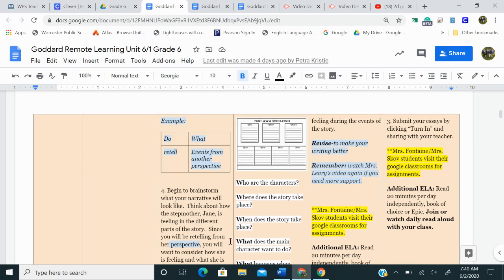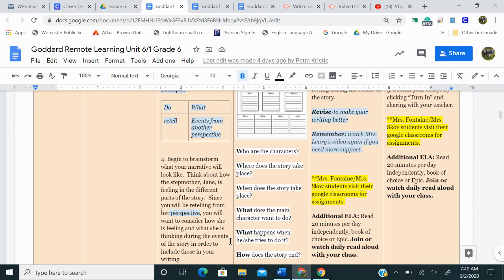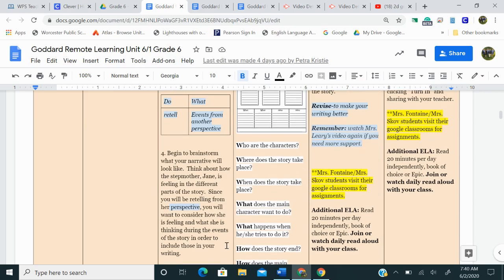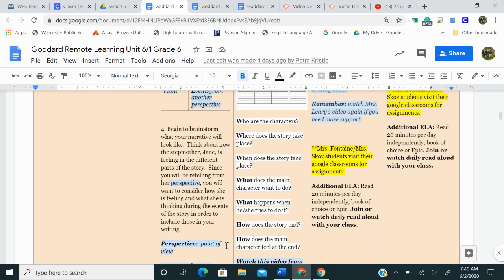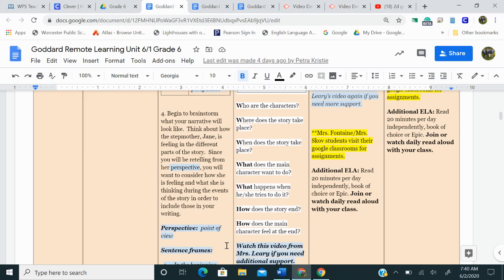Think about how the stepmother Jane is feeling in the different parts of the story. Since you will be retelling from her perspective, you will want to consider how she is feeling and what she is thinking during the events of the story in order to include those in your writing. Remember, perspective is simply point of view.